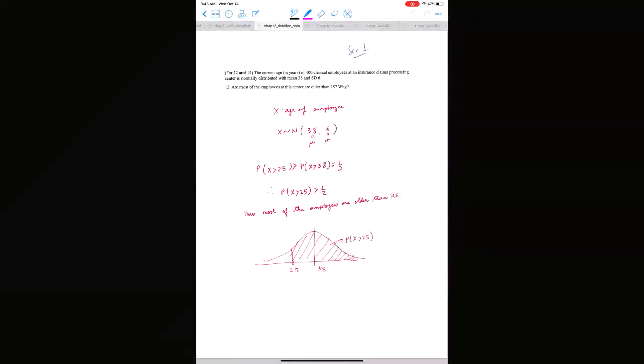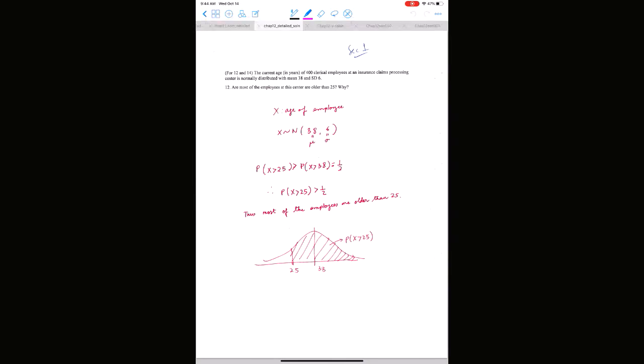So now here let me start with the first question. Chapter 12, sorry, not chapter 9. Are most of the employees in the center older than 20? So here, what do we have? The current age of 400 clerical employees at an insurance claims processing center is normally distributed with mean 38 and standard deviation 6. Are most of the employees at this center more than 35?